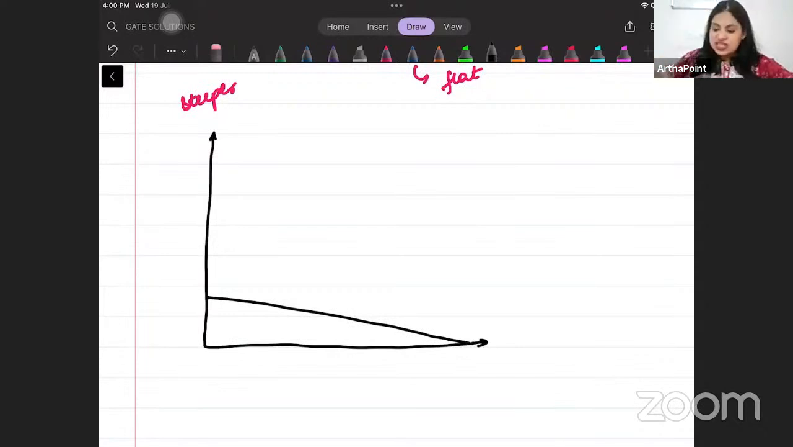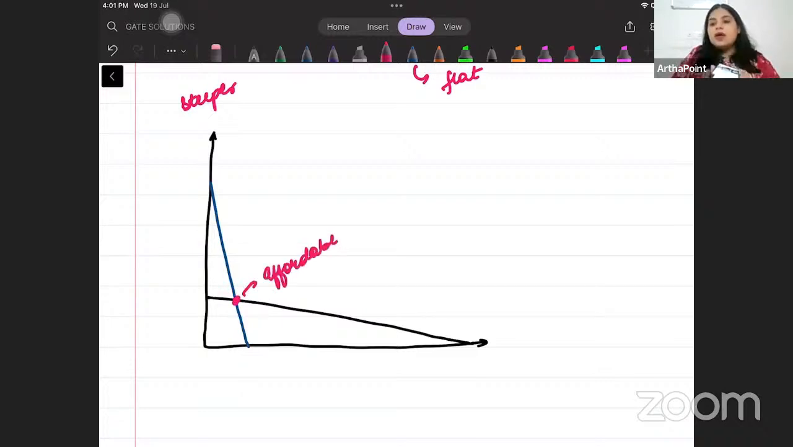Now I will draw a steep IC. But at this point the IC is cutting the budget line, meaning this is affordable. It is consuming your entire income. Now I have to ask, what is the highest point that I can reach given this budget line? What's the highest IC I can reach?